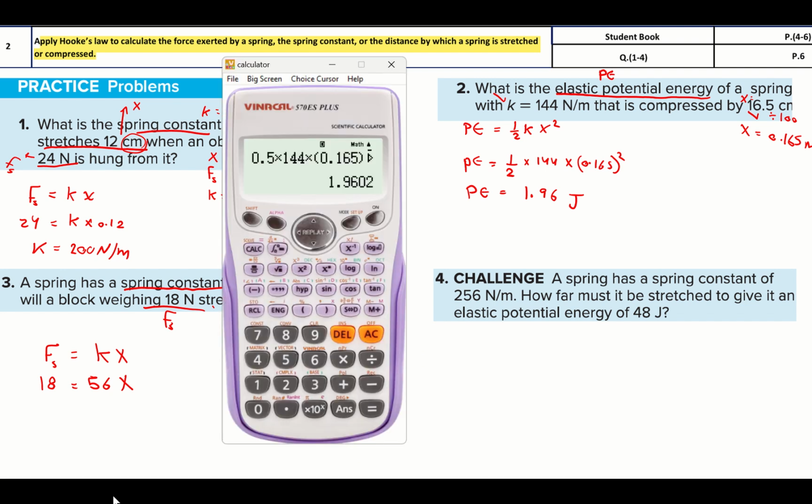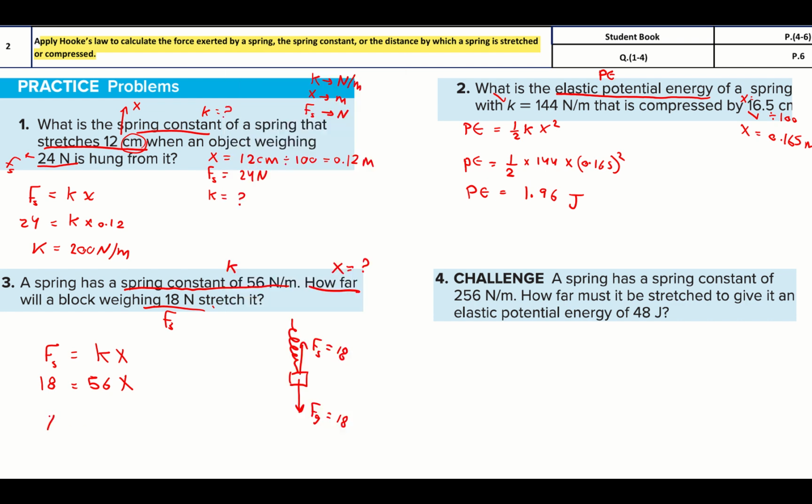So 18 equal to 56x and then shift calc equal, or it would be easier just to divide both sides. So it's equal to 0.32. The stretch would be 0.32 meters.